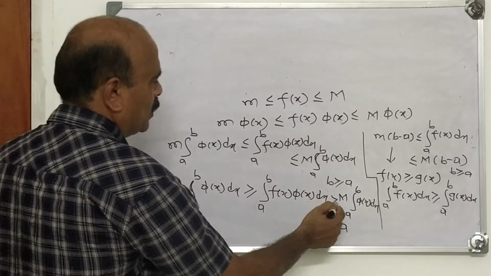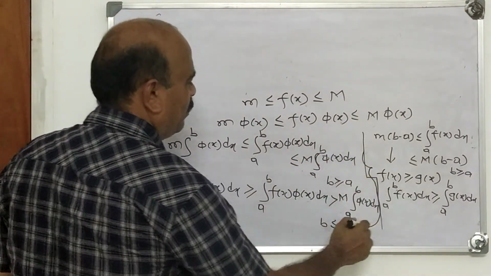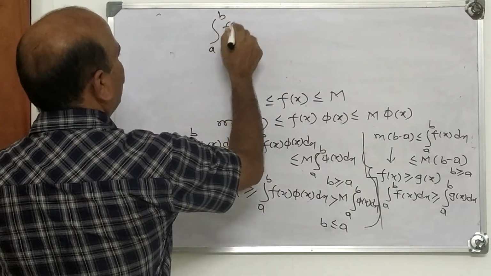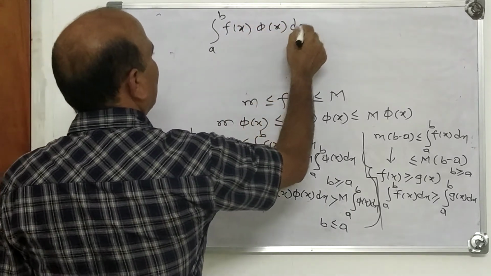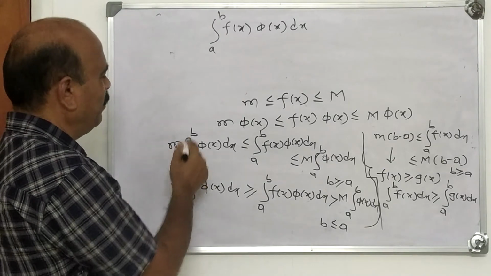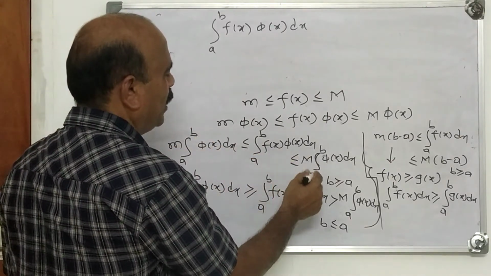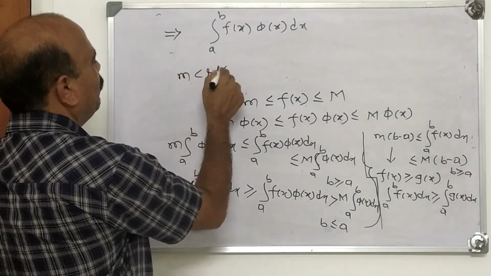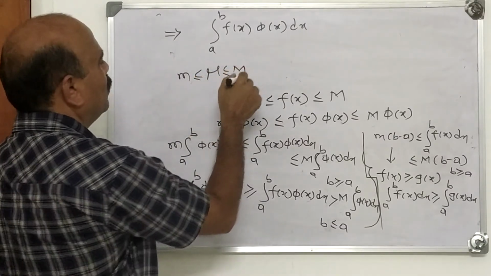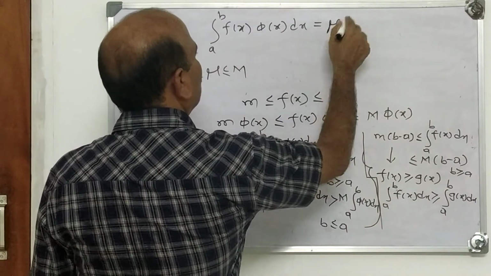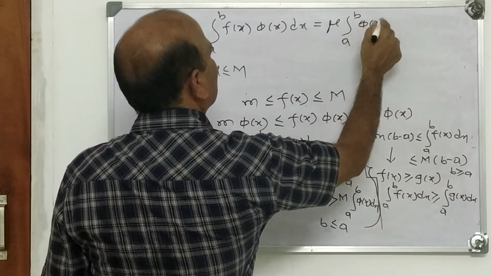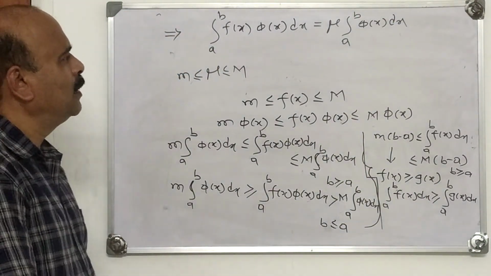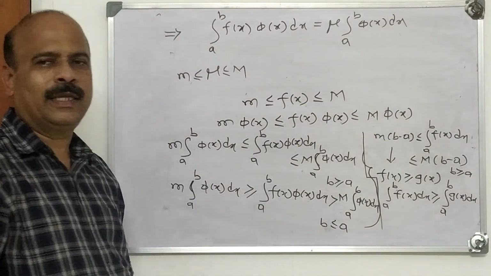Now, in any case, whether b is greater than or equal to a or less than or equal to a, the integral from a to b of f(x)·φ(x) dx lies between m times the integral from a to b of φ(x) dx and capital M times the integral from a to b of φ(x) dx. Therefore, there exists μ, greater than or equal to m and less than or equal to M, such that the integral equals μ times the integral from a to b of φ(x) dx. This is when we have taken φ(x) greater than 0.